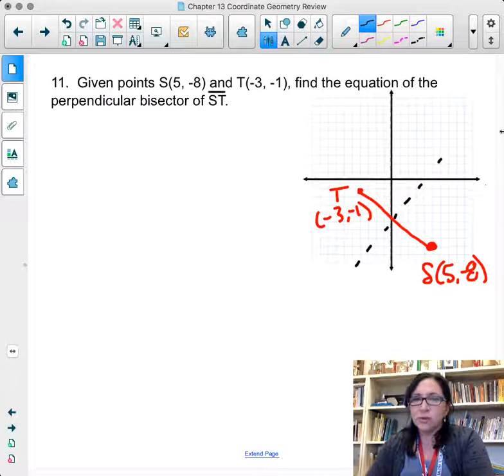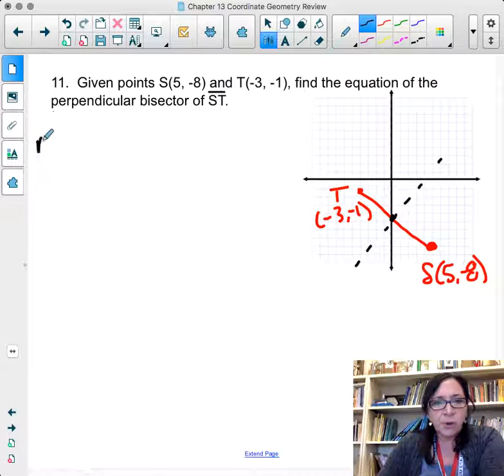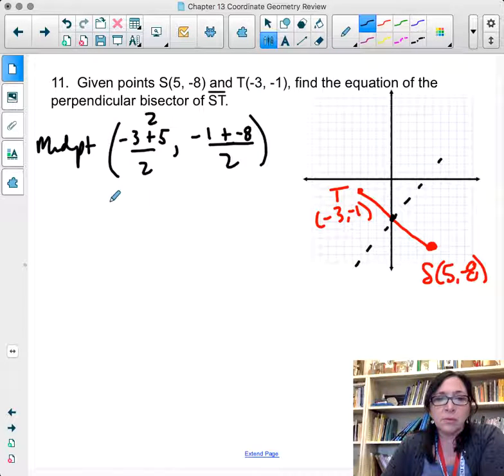So we actually have two separate things to do here. The first thing to do is find the midpoint. We need to figure out what that is. So we're going to find the midpoint first. And so in order to do that, again, you're going to add your x's. So negative 3 plus 5 divided by 2, and negative 1 plus negative 8, divide that by 2. And we're going to get 2 over 2, which is 1, comma, what is that? Negative 9 halves. Awesome. So that's going to be negative 4.5.